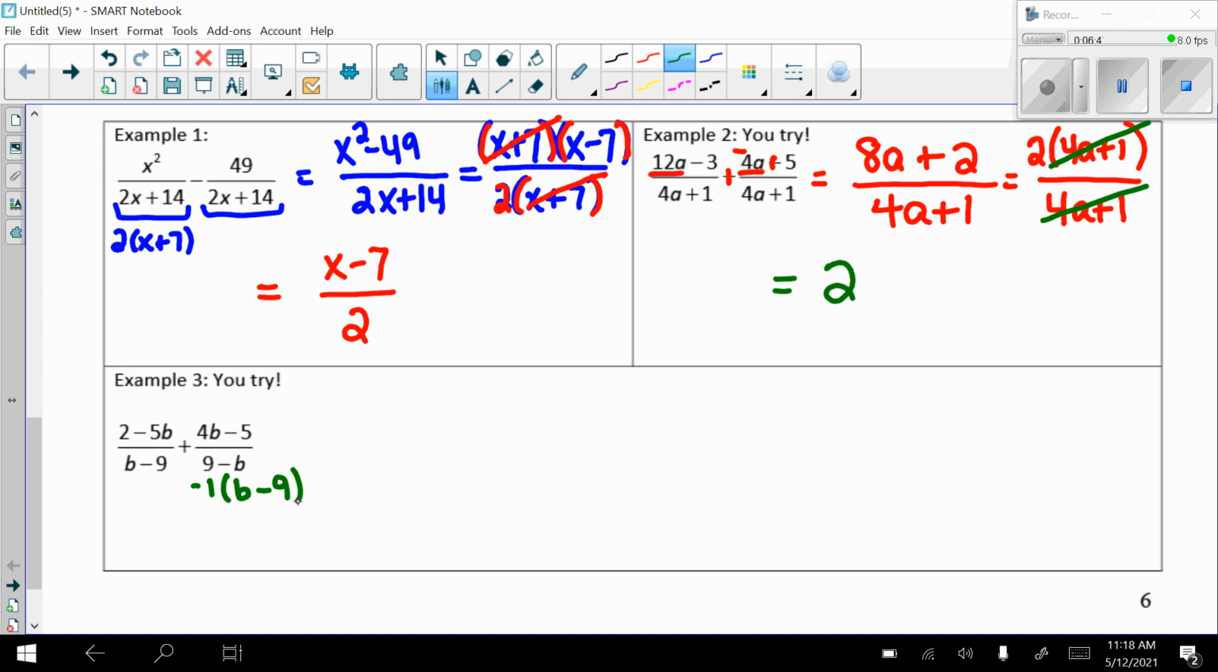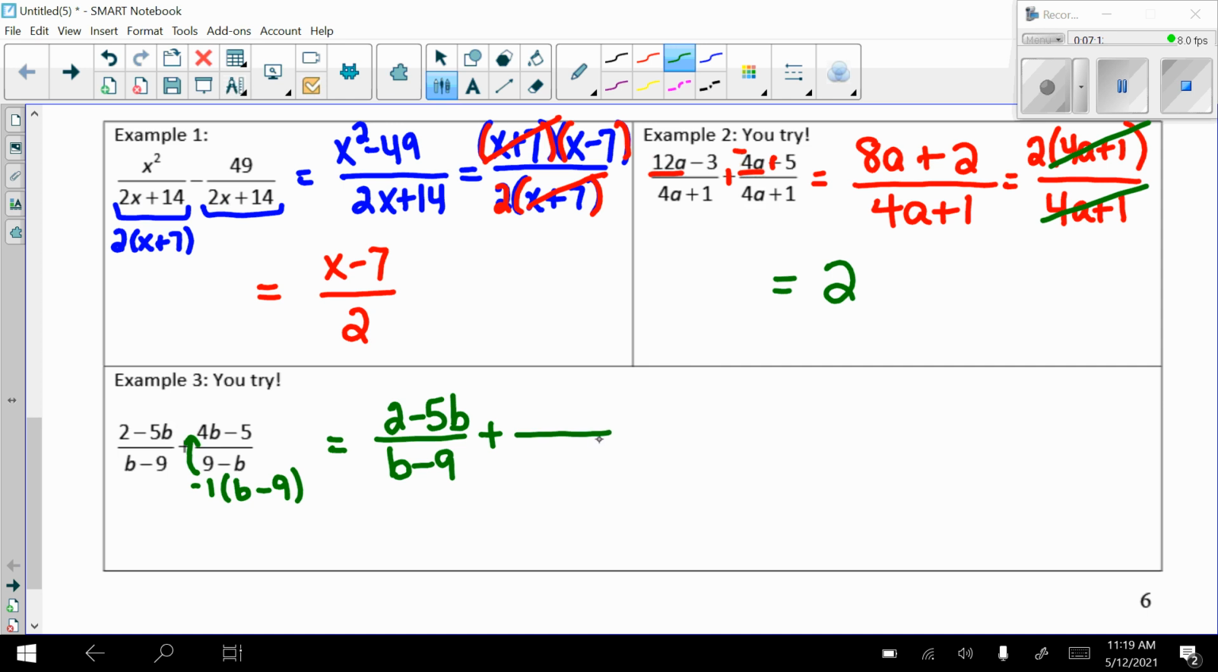Now, this negative 1, we can keep it in the denominator, or we can kick it up to the numerator, which would change both of those signs. I'm going to do a little rewrite. The first fraction is unchanged, so it's 2 minus 5b over b minus 9.